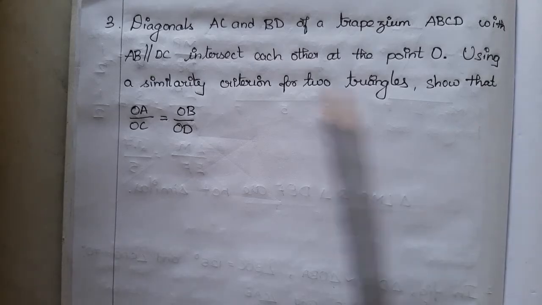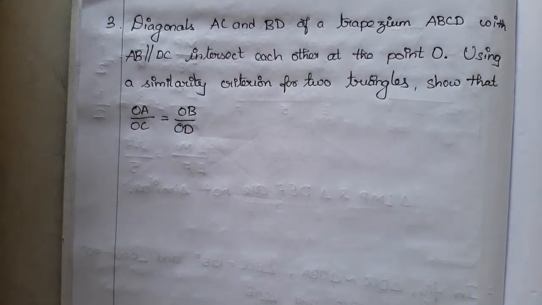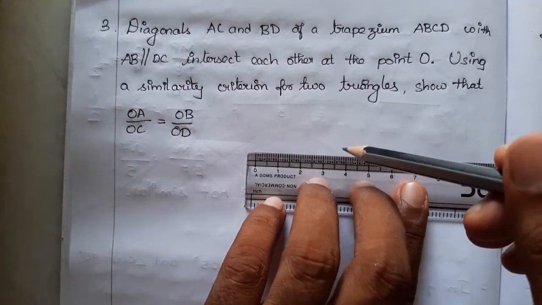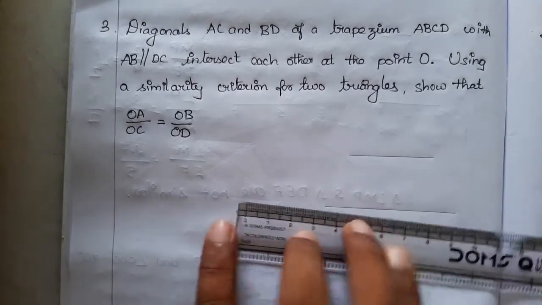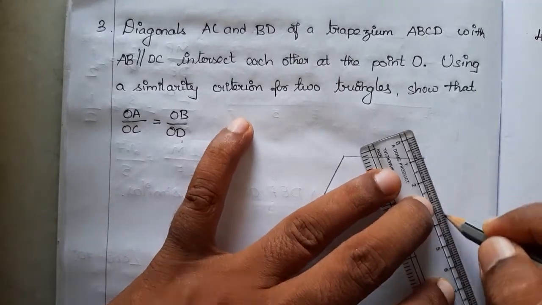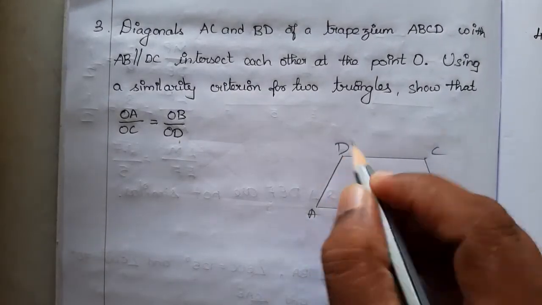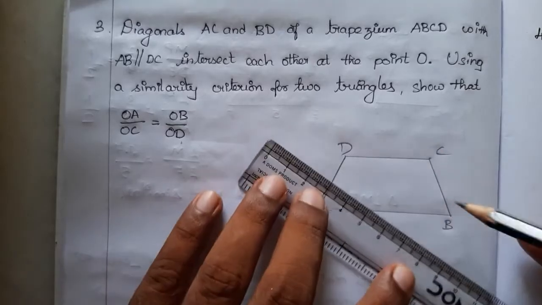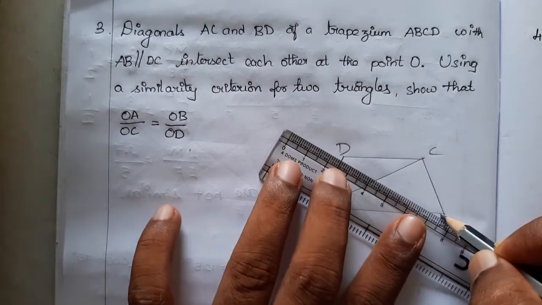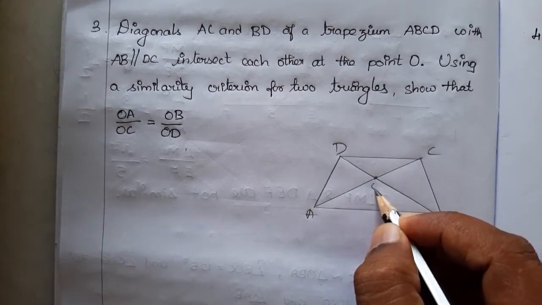So here we go for the next problem. Diagonals AC and BD of trapezium ABCD, with AB parallel to DC, intersect each other at point O. So there is a trapezium. Whatever is given, just draw it, and then it will be very easy to prove. So there is a trapezium ABCD, and AC and BD are the diagonals, intersecting each other at point O.